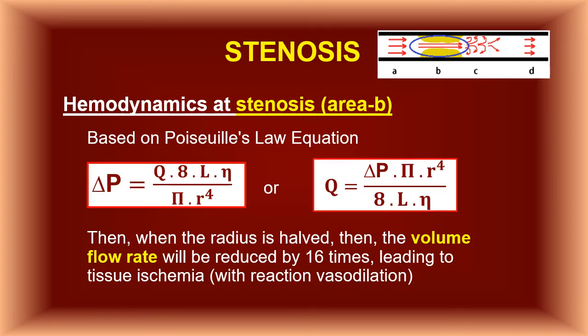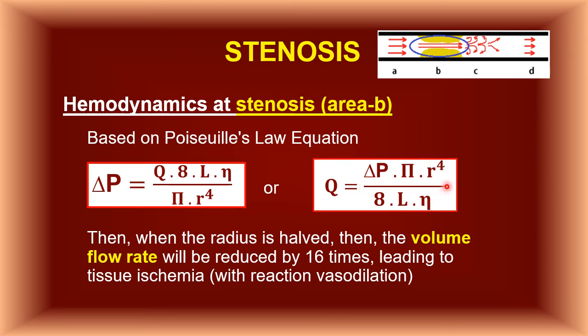So based on Poiseuille's law, we mentioned that Poiseuille's law equals what? Delta P equals Q multiplied by 8 multiplied by the length of the vessel and the poise, which is the viscosity, divided by pi, which is 3.14, divided by r raised to the fourth power. According to this, if I put Q as a volume here, it equals delta P times pi times r to the fourth power divided by 8 times L times poise. What is the significance of this?